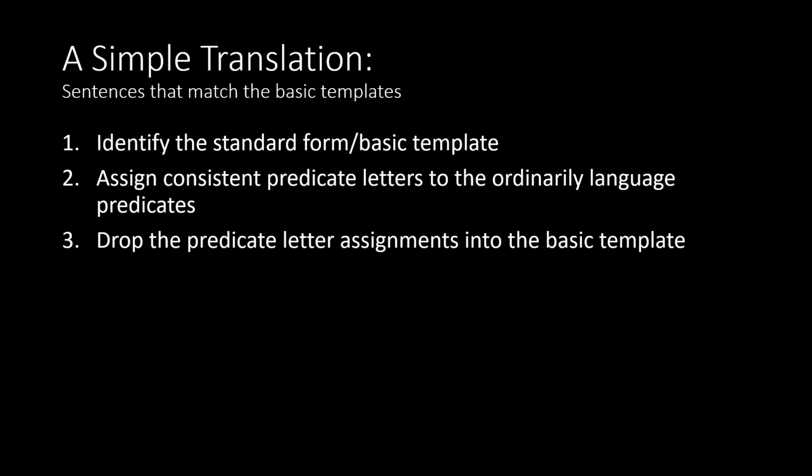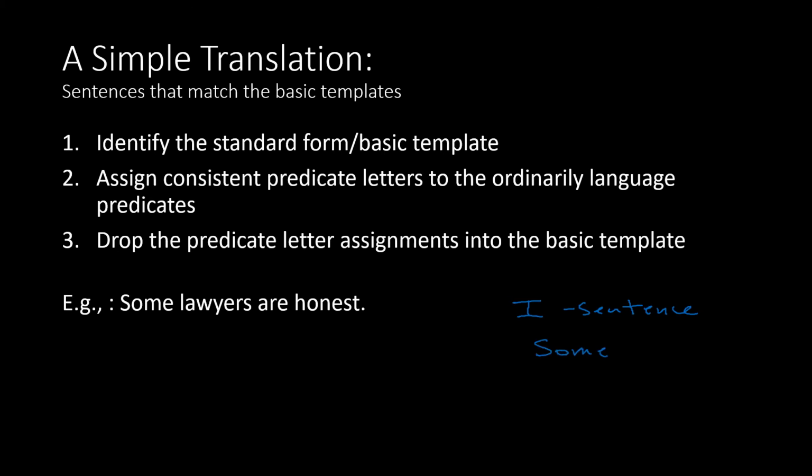Let's start by looking at a simple translation, or a translation of a sentence that's already basically an exact match for the standard form. Something like, "some lawyers are honest." This is immediately recognizable as an I sentence or an existential affirmative. Without any paraphrasing, it is a "some F's are G's" sentence. And so ultimately we know that the sentence is going to look a lot like the basic template for I sentences.